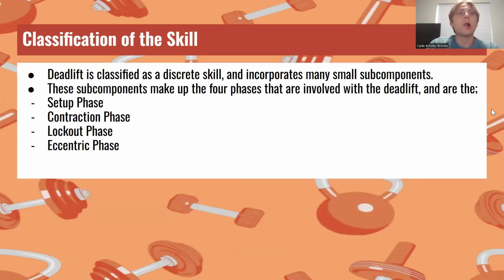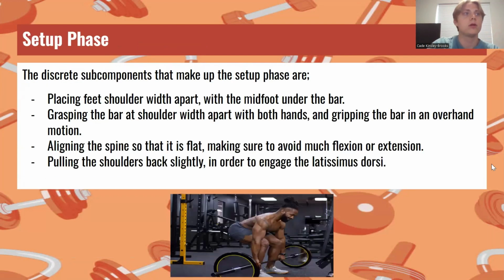Moving on to the classification of the skill, the deadlift is classified as a discrete skill, meaning that it incorporates many small subcomponents, which are the setup phase, so just making sure the bar is over your feet and that you have the appropriate weight on the bar. The contraction phase, where the hamstrings fire and you start to move the bar and your body upwards. The lockout phase, where you reach the top of the movement and freeze, and then the eccentric phase, which is when you start to go back down to the ground.